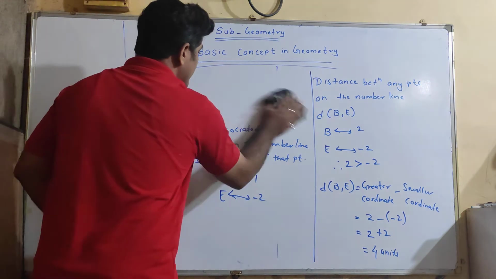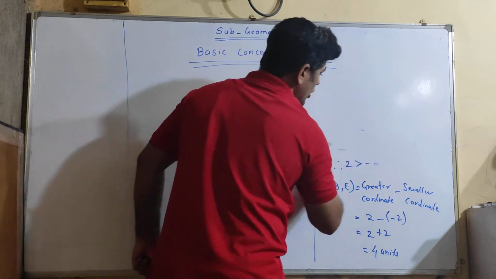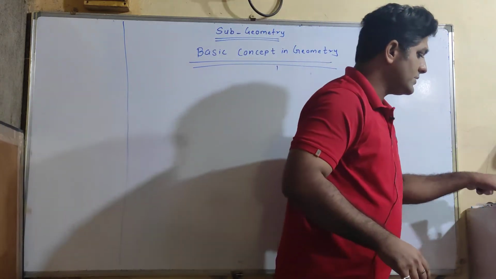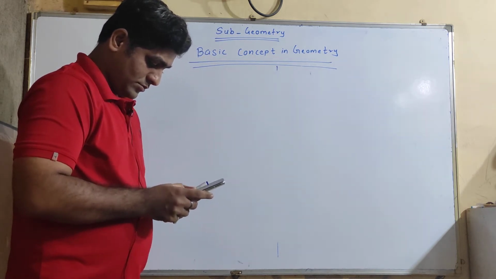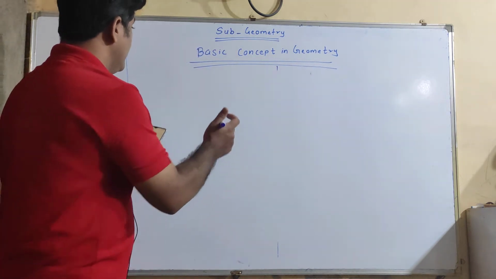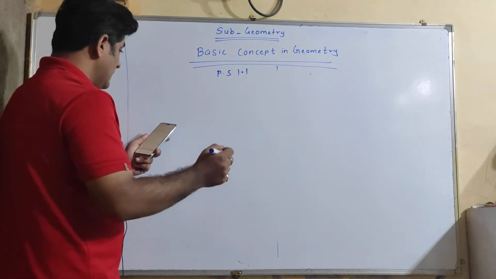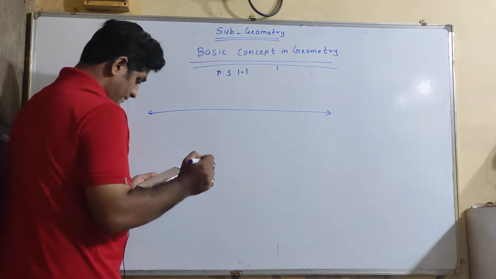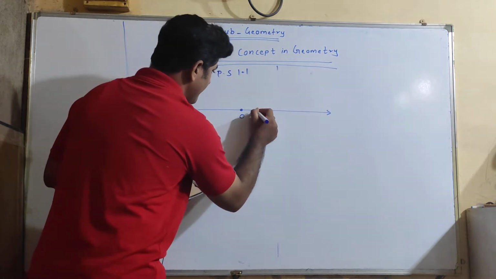Let us start with practice set 1.1 and let's solve the problems which are based on these concepts. Okay students, so let's understand over here now. So practice set 1.1 we are going to start, and they have given us the number line over here. I am drawing that number line over here.